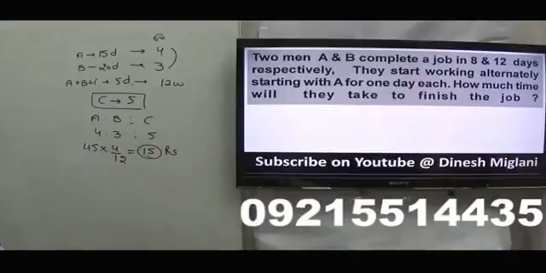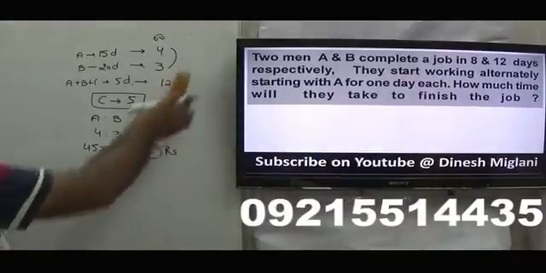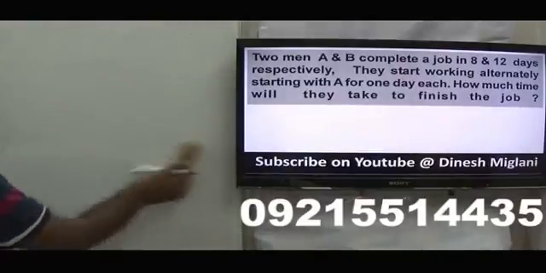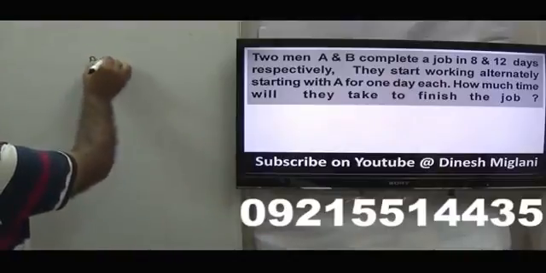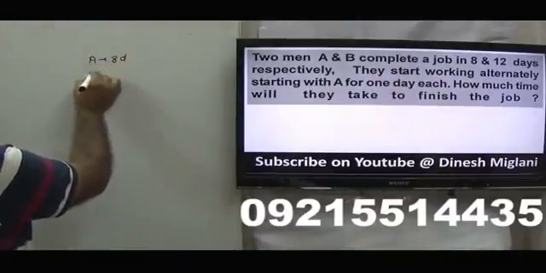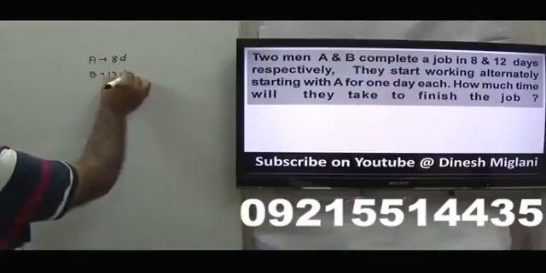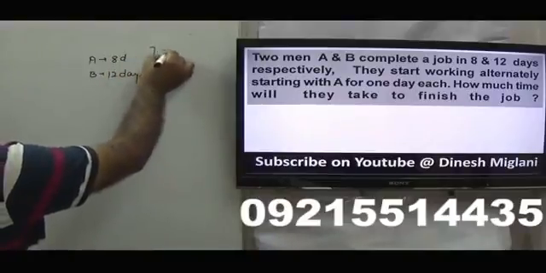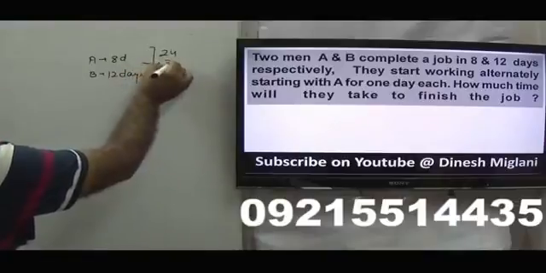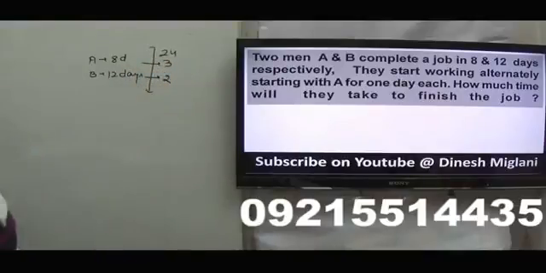Let us take the next question here. It is given that A and B can do a work in 8 and 12 days. They start alternately, starting from A. What is the time taken by them to do the job? Let us say A takes 8 days to do the work, B takes 12 days, right? In alternate questions, what I told you, take the LCM. 8 and 12 LCM is 24. A's one day work is 3, B's one day work is 2, right?